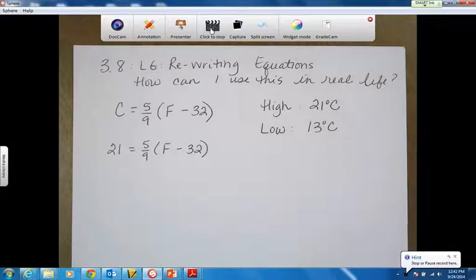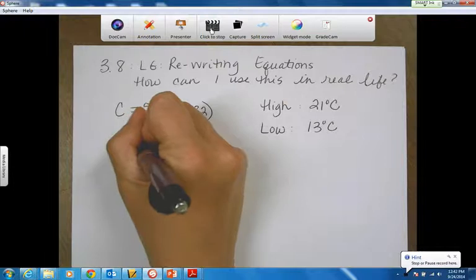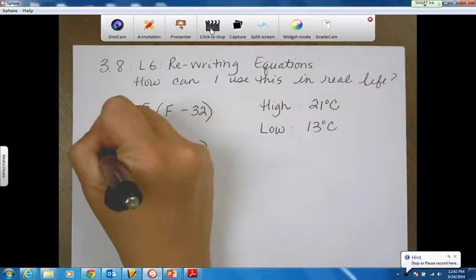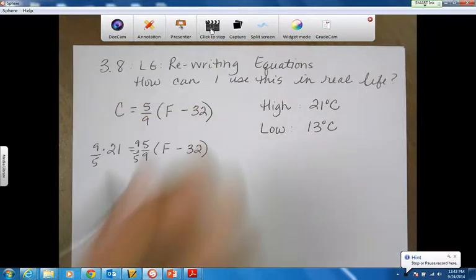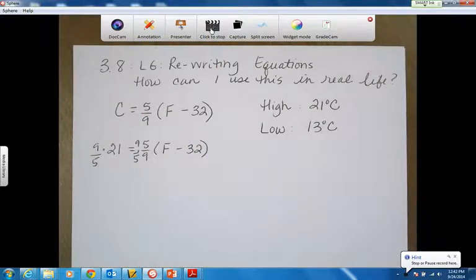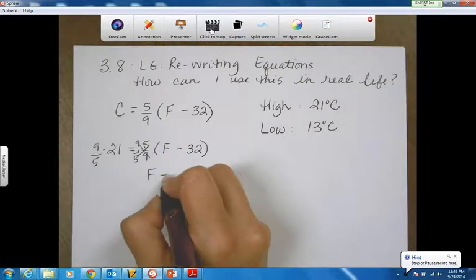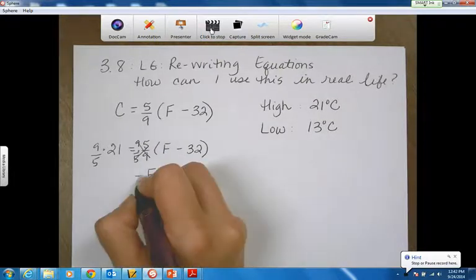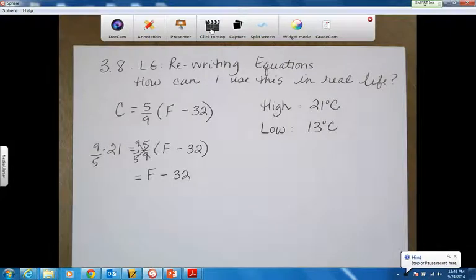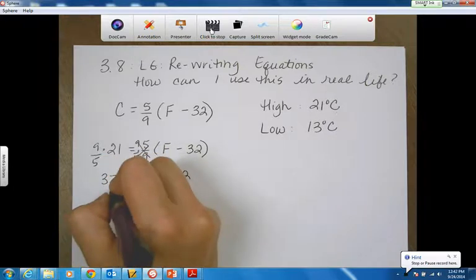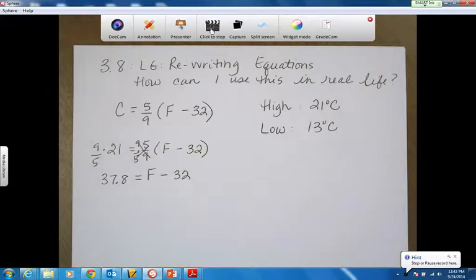All right, so that means my fraction's going to cancel out. I'm left over here with F minus 32 equals 9/5 times 21. And again, we're talking about degrees. So degrees, it makes sense to use decimal points. So that would be okay. And if I was doing this in real life, I would probably do that, right? And then I would say, okay, well now I need to get F by itself, so I need to add 32 to both sides.